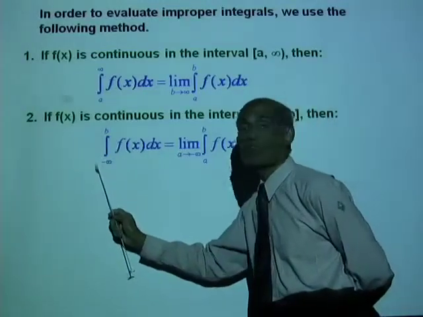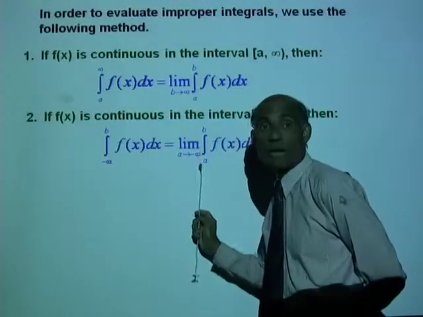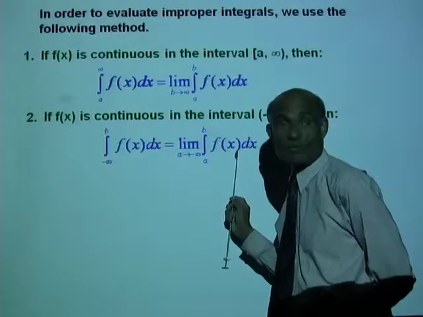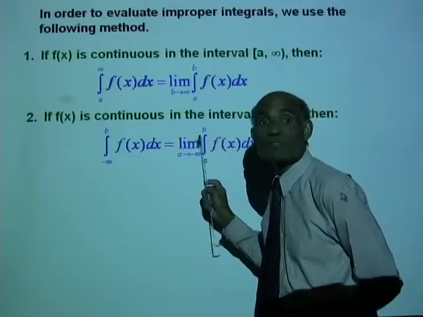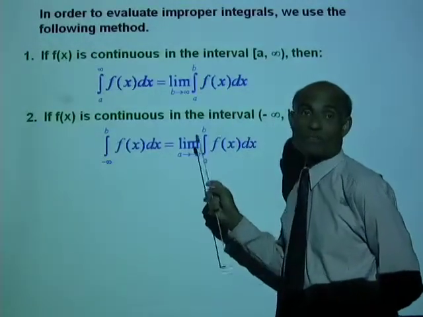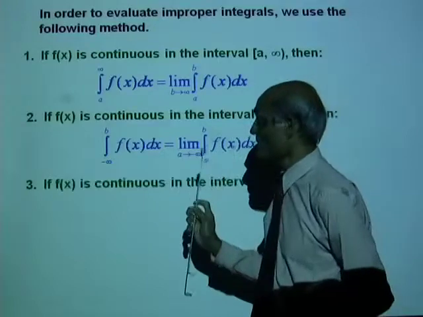In other words, we replace that negative infinity by a, and after evaluating the integral, we will take the limit of that when a goes to negative infinity. That's the method. Alright, another one.